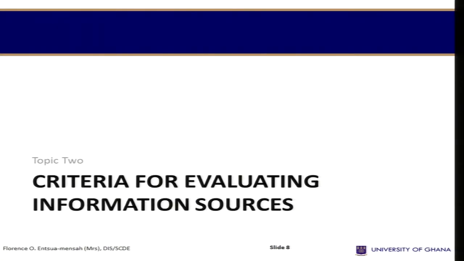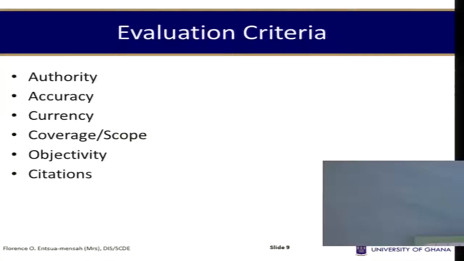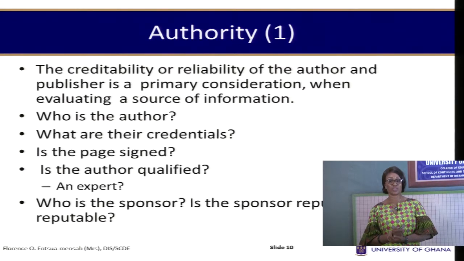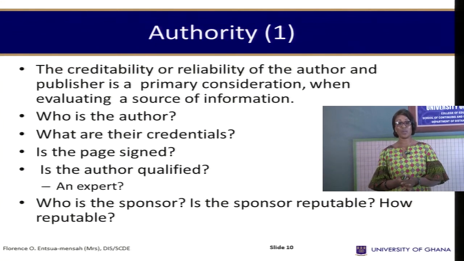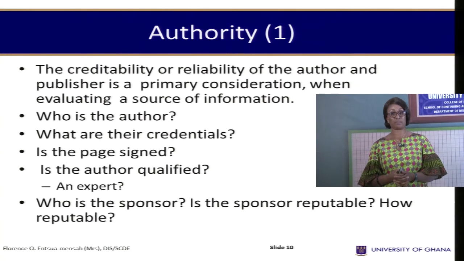What are some of the criteria for evaluating information sources? We have authority, accuracy, currency, the scope or the coverage, objectivity, and citation. Let's try to take them one after the other. It is very necessary we understand how to evaluate these sources. The first one is authority.